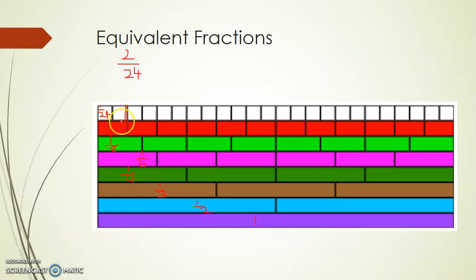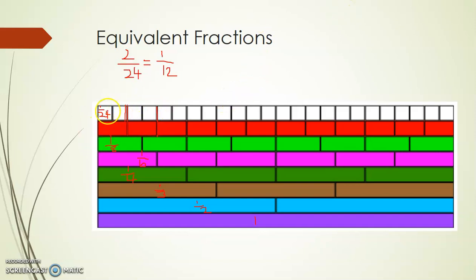Now what fraction does this represent? This is 1 by 12. 2 by 24 is equal to 1 by 12, or you can write it as 1 by 12 is equal to 2 by 24. Now similarly, you can see these two lines coincide. That means this fraction and this fraction are the same.